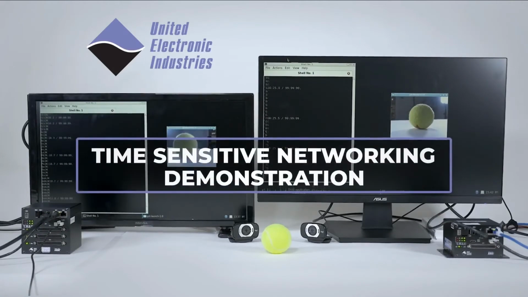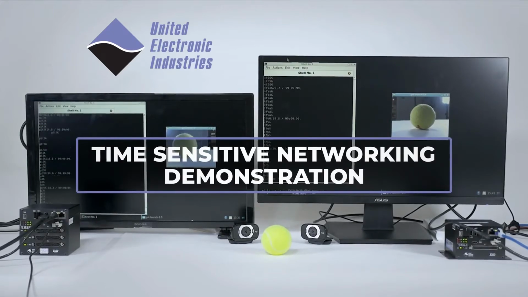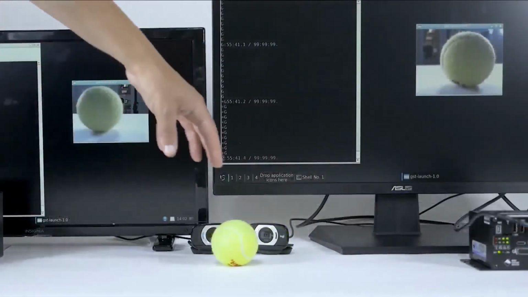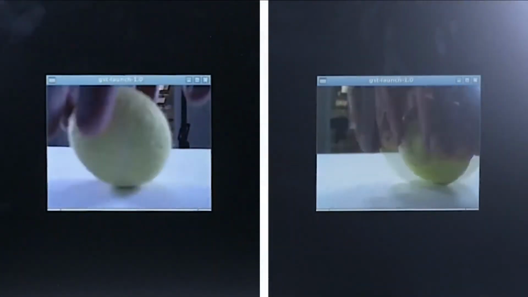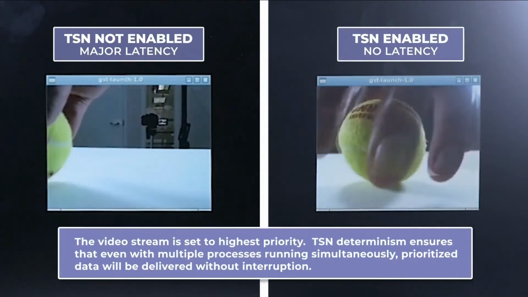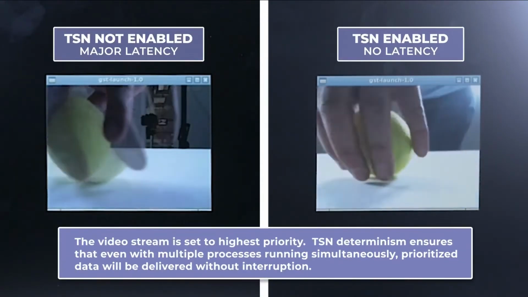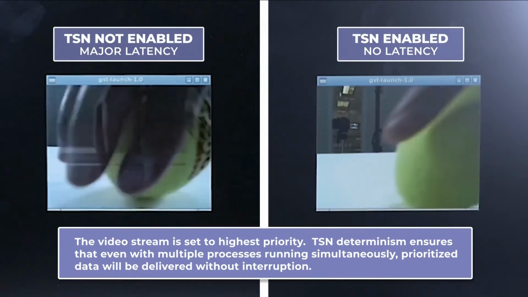So you will see two different systems set up, all looking at one green ball. You can see some traffic in the background. The video on the right seems to be in real time. The one on the left has latency, is a little jittery, and doesn't seem to be what we need in a deterministic system.